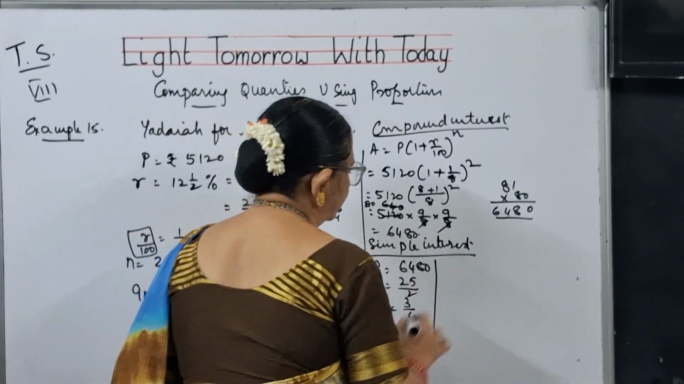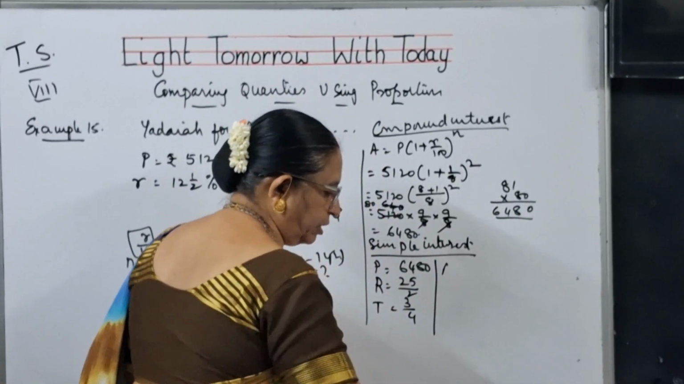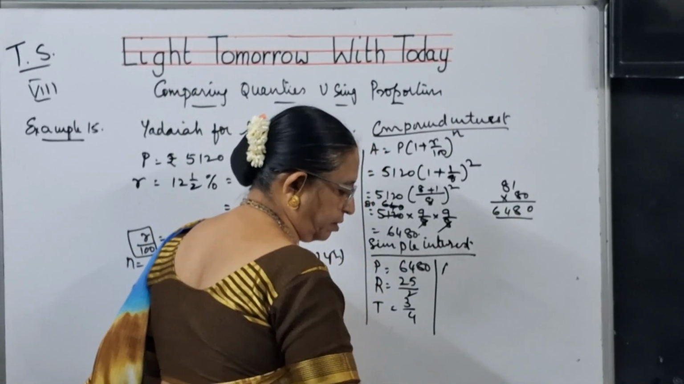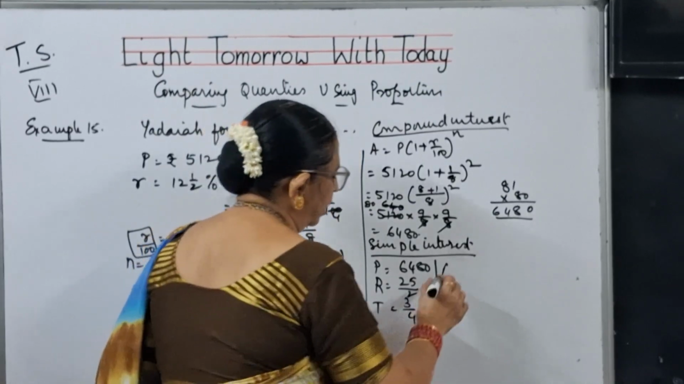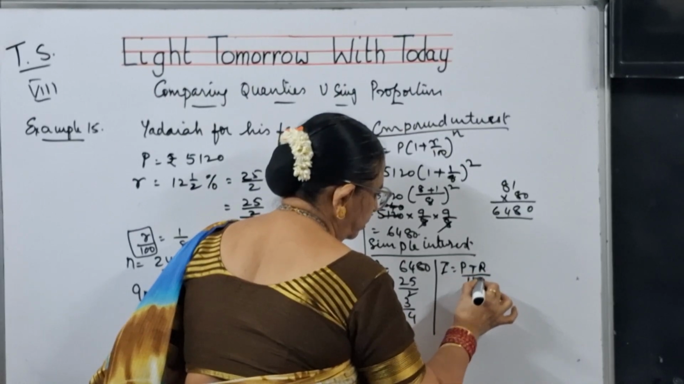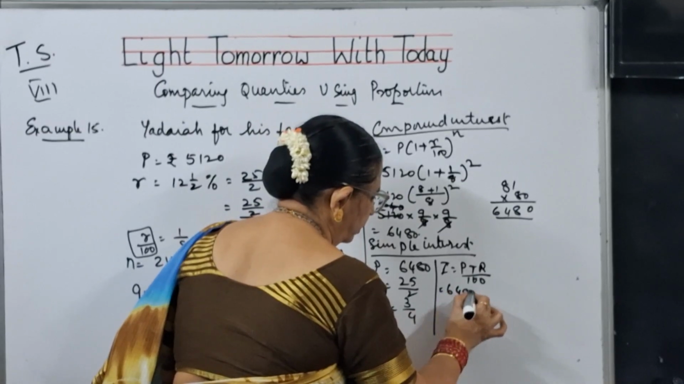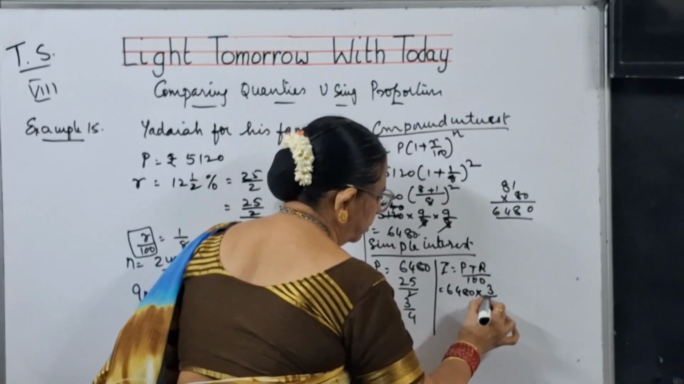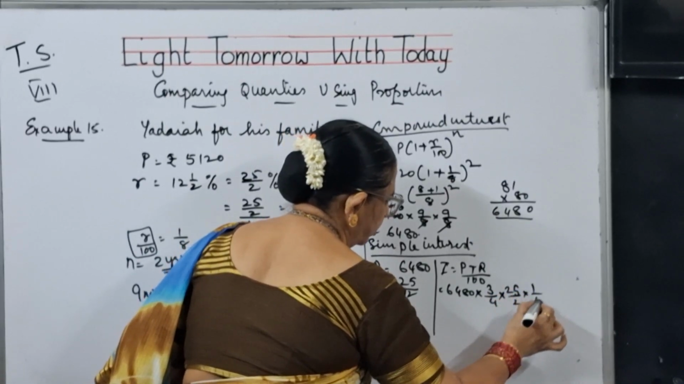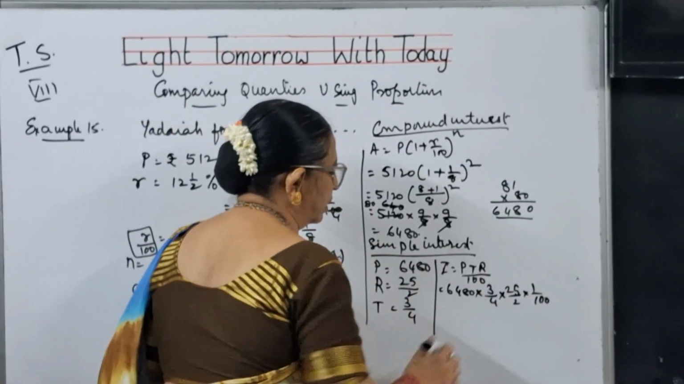So simple interest, we need what, children? They have asked you to find out what is first amount. Let us find out the simple interest in this. I is equal to PTR by 100. By using this formula, you need to find out 6480 into time is 3 by 4 into rate is 25 by 2 by 100, means into 1 by 100. You can even take 1 by 8 instead of taking all this. Anyway, you can get it.